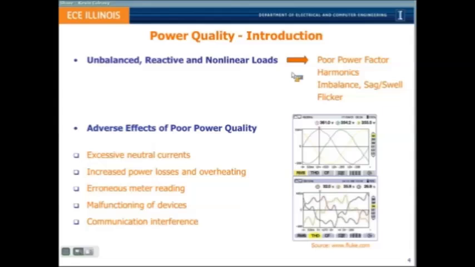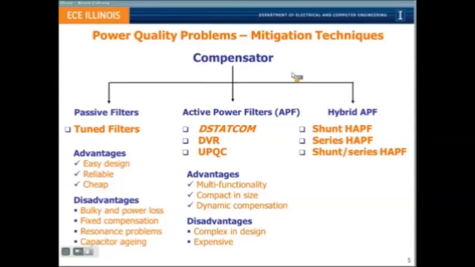So this is just the output of the three-phase Fluke meter which was shown before, just to show how the waveforms look in a power quality analyzer. And these are some of the problems. Now let's look at what the mitigation techniques are.